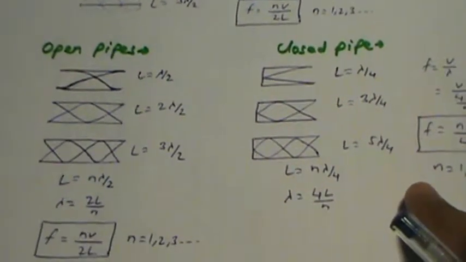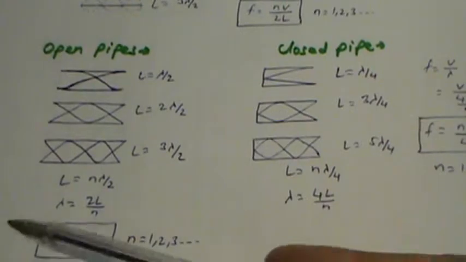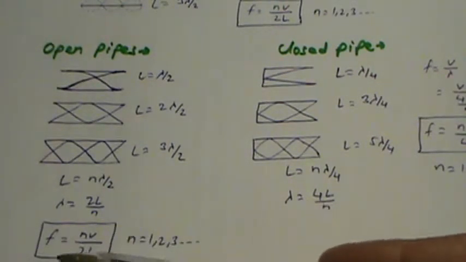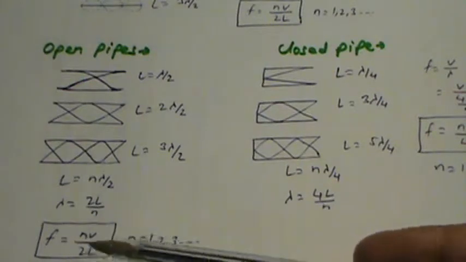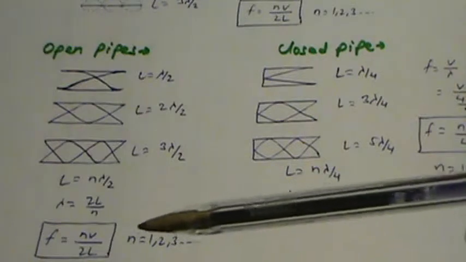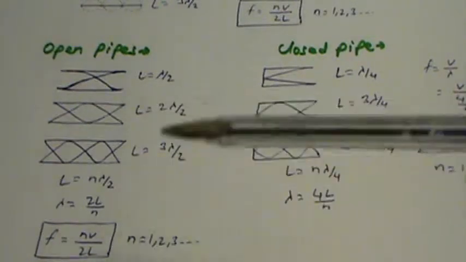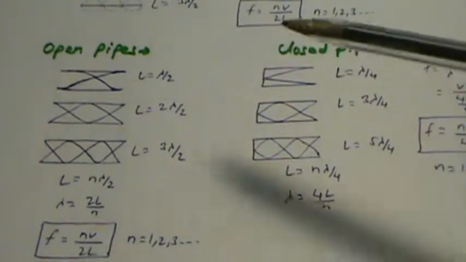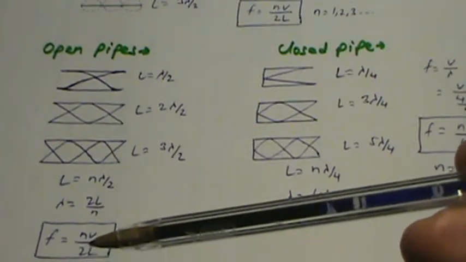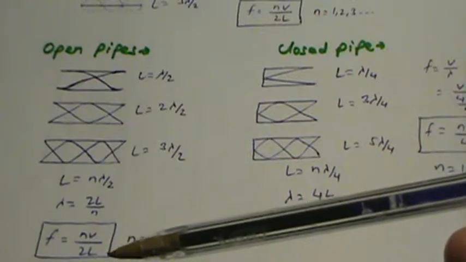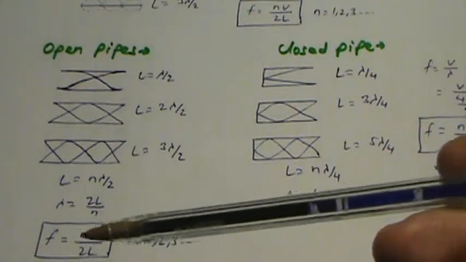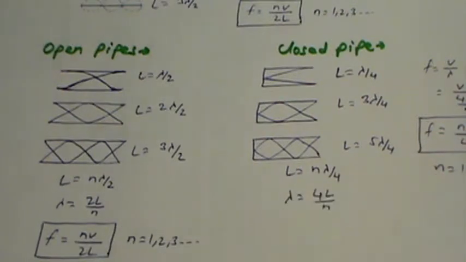So L equals n lambda over 2, and then lambda equals 2L over n, and frequency is velocity divided by wavelength, and we get F equals nv over 2L. And similarly, in your test, your teacher might ask you, if a standing wave is formed in an open pipe, the length of the pipe is 20 centimeters. Calculate the frequency of the first harmonic, then you just put n equals 1 and v velocity of sound, and you just use this formula.